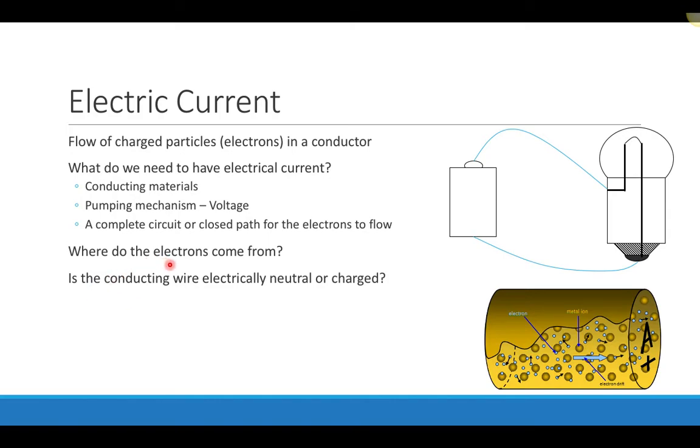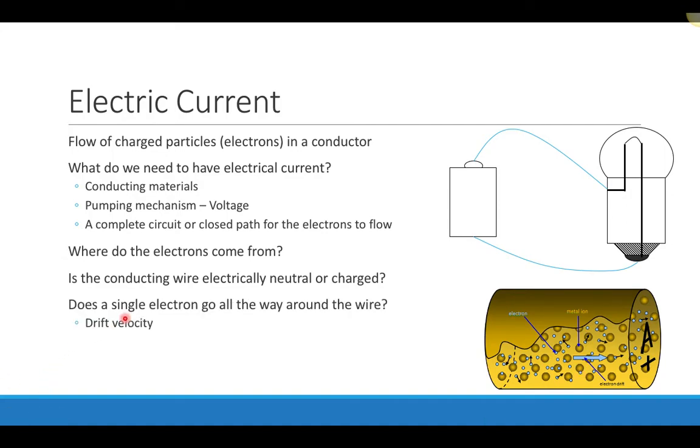So the electrons, where do they come from? They come from the wire itself, being made of a conducting material, and there are free electrons that can move around. Is the conducting wire electrically neutral or charged? Well, the wire itself is electrically neutral. The wire is made up of atoms, and those atoms have protons, neutrons, and electrons. If you just have a piece of wire, there's the same number of protons as electrons. Some of the electrons are free to move around, but at any given point in time, it's electrically neutral, with the same number of protons as electrons.